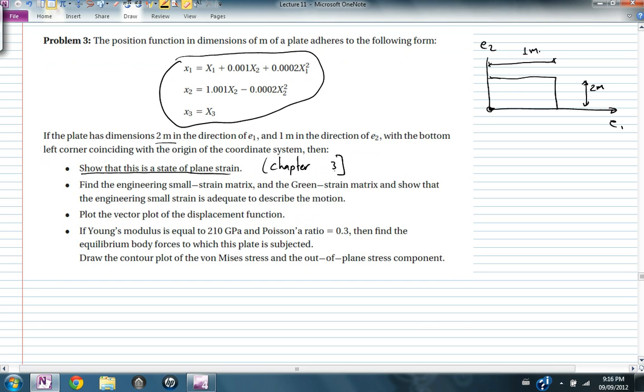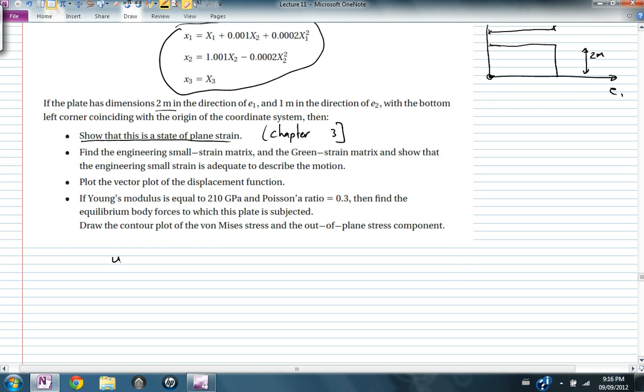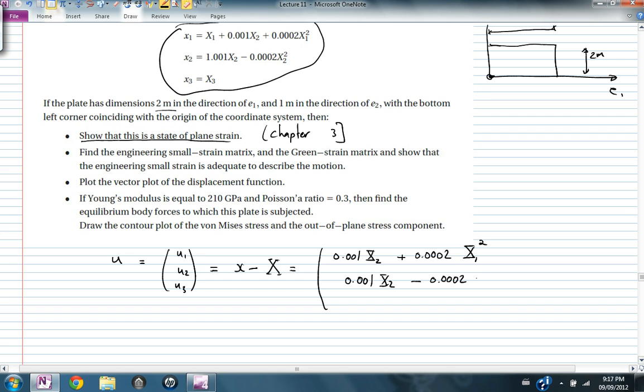How can you find the strain? To find the strain, first you have to calculate your displacement vector, u1, u2, u3, and the displacement vector is equal to the new position minus the old position, which is equal to 0.001 capital X2 plus 0.0002 x1 squared. That's when you calculate small x1 minus capital X1. Small x2 minus capital X2 will give me 0.001 x2 minus 0.0002 x2 squared. x3 minus X3 is 0.